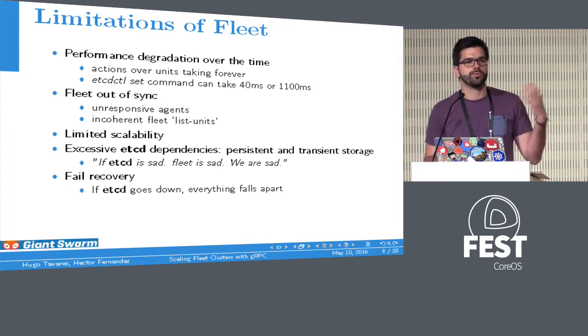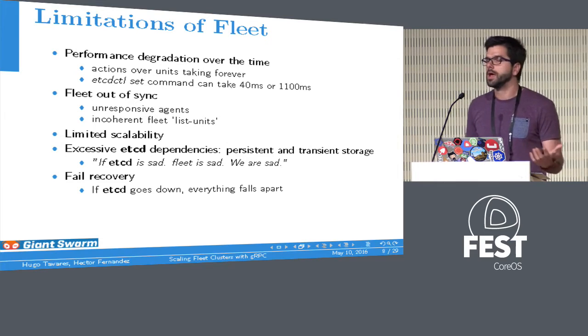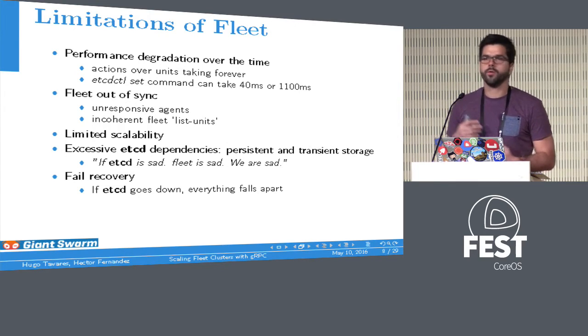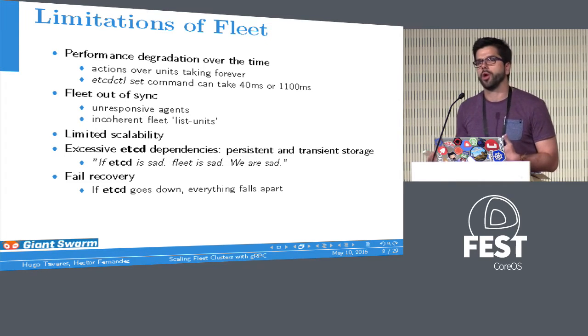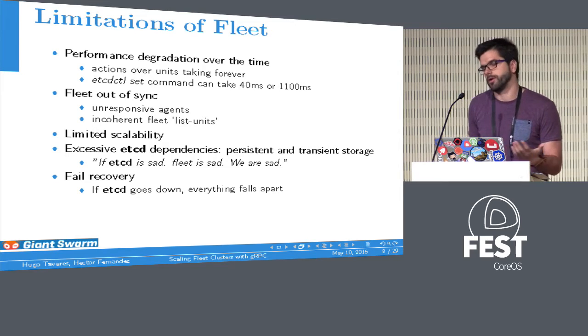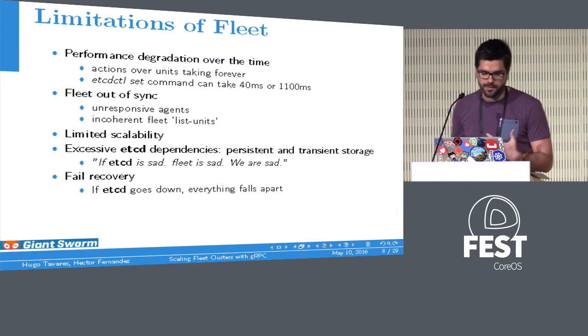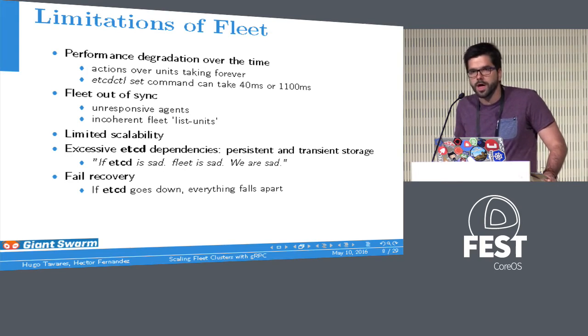Other problems that we spotted were about synchronization, right? We had our Fleet cluster with systemd units running in systemd, but for Fleet they weren't running. And then we had to dig into that, trying to check why this was happening. Another synchronization problem was related to the agents. We have Fleet agents that for some reason weren't responsive, so we couldn't deploy things on those agents, and there were no logs telling us that the agent was not responsive. And limited scalability as well.